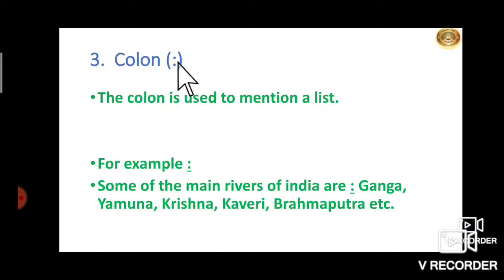Colon. This is how the two dots look like, colon. The colon is used to mention a list. When your mummy makes a grocery list and she is writing grocery for the month of August or December, she will put these two dots to write the list ahead. In the same manner, for example, some of the main rivers of India are colon, Ganga, comma, Yamuna, comma, Krishna, comma, Kaveri and Brahmaputra, etc. So this is how the job of colon is done here, to mention a list.